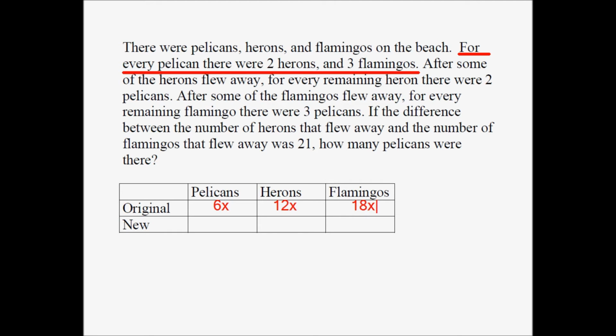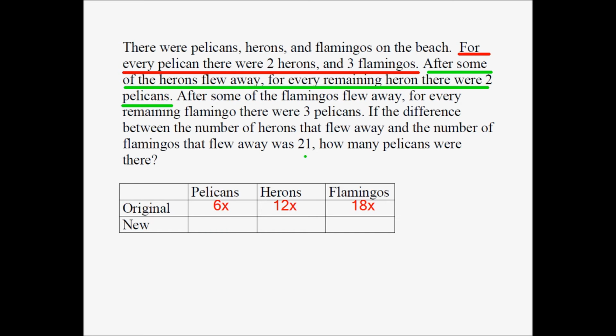Okay. Now, after some of the herons, let's do this in green. After some of the herons flew away, for every remaining heron, there were 2 pelicans. What does that line mean? The line that has been underlined with green marker, it simply means after some of the herons flew away, there were twice as many pelicans as herons. That's another way to read that line.